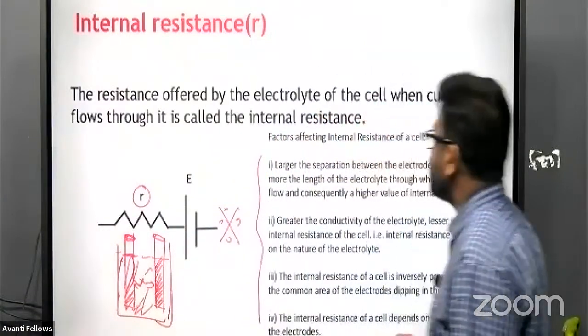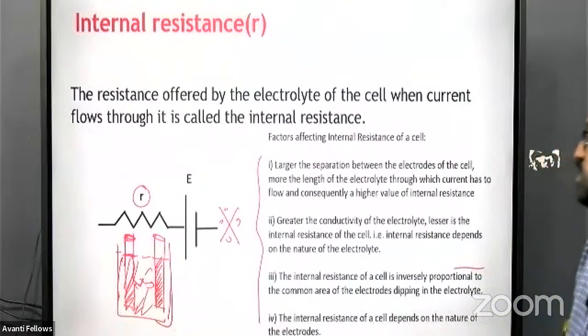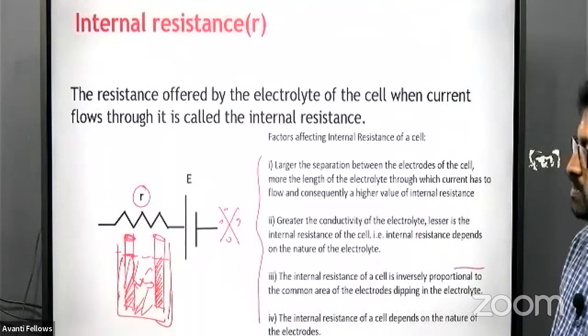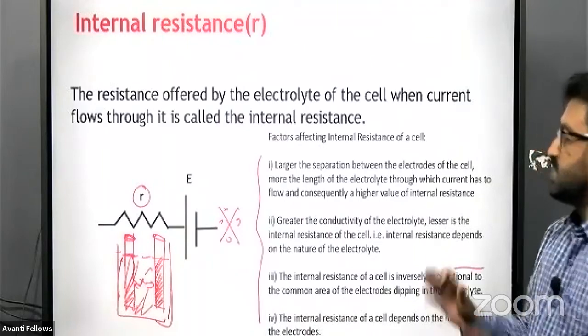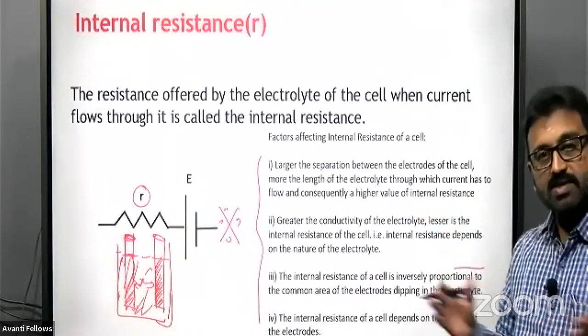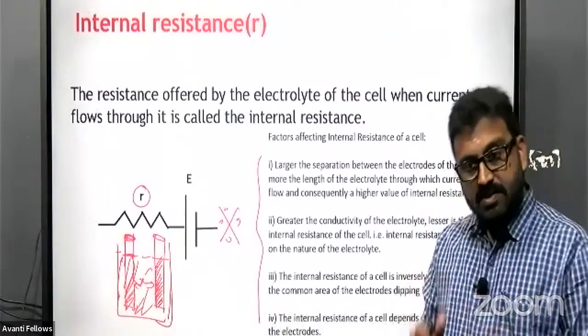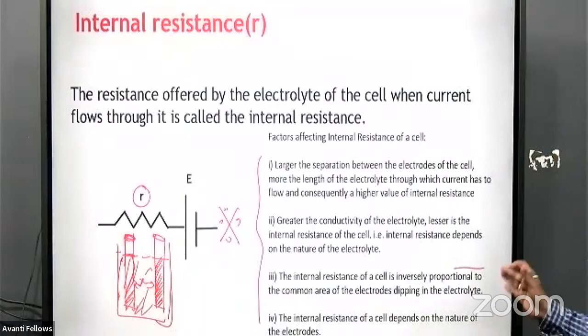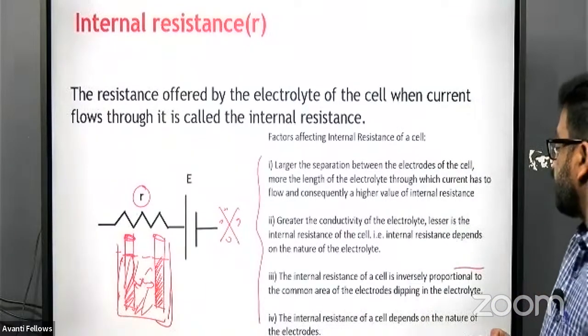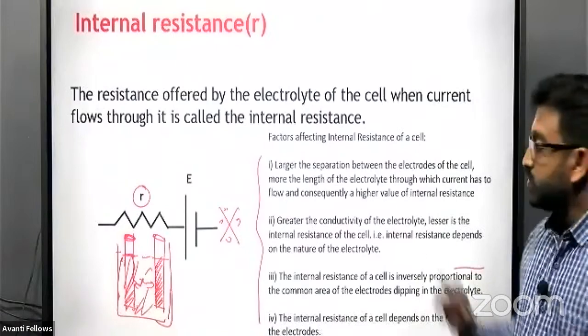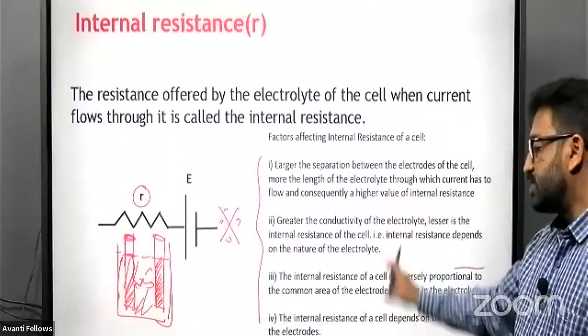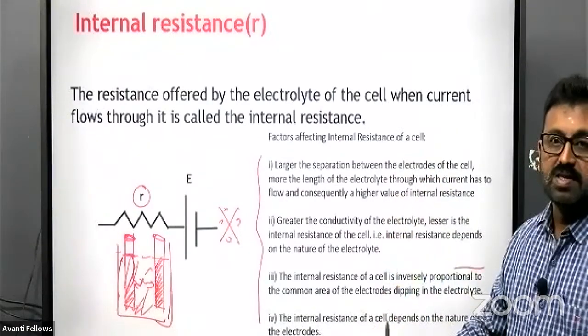Once again, the first one is separation between the electrodes, then conductivity of the electrolyte, and the common area of the electrodes inside the electrolyte. As the separation between the electrodes increases, internal resistance increases. As the conductivity of electrolyte increases, internal resistance decreases. It is inversely proportional to the common area of the electrodes dipping in the electrolyte. So you have to remember this. There is a 90% chance for this at the board exam.